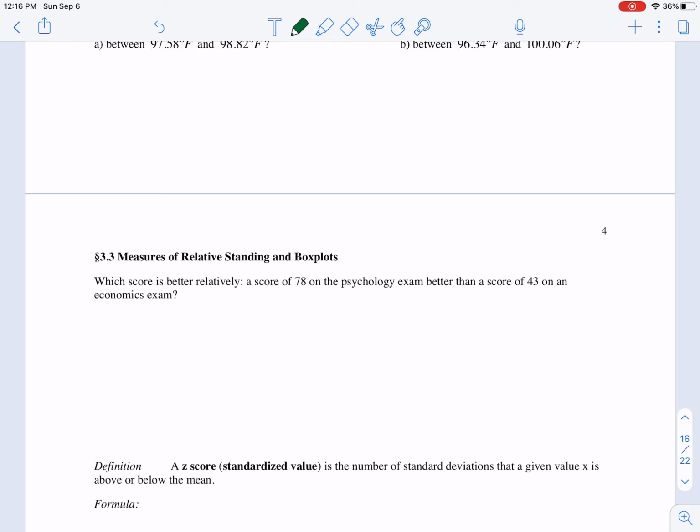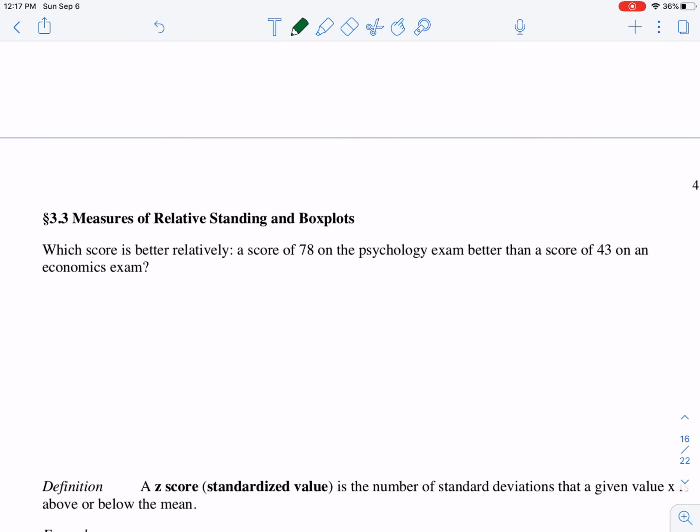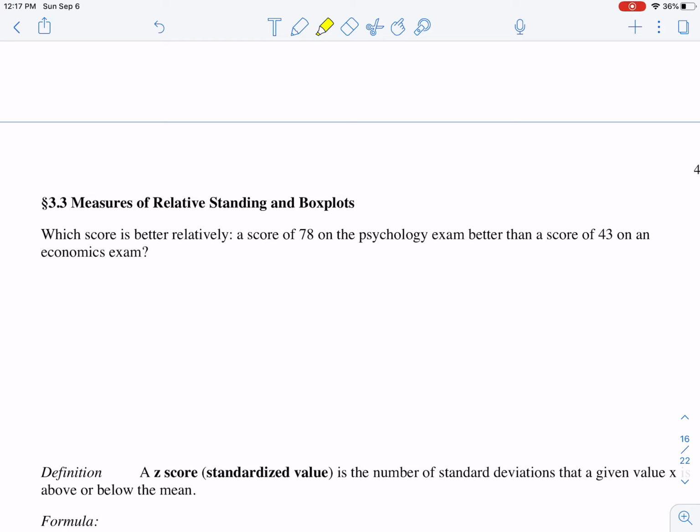In addition to measures of variation, we have measures of relative standing. For example, how do we compare two different exam scores and decide which score is better, and better relatively in what sense? In this case we have a 78 on a psychology exam. Is this score better than a 43 on an economics exam? Just from that, one would say the 78 is better than 43 because 78 is closer to 100 and 43 is not closer to 100.